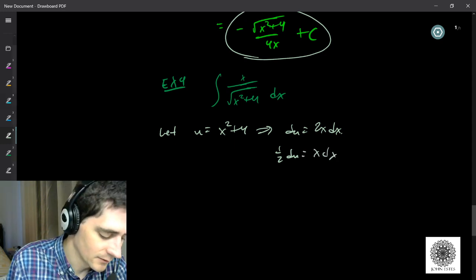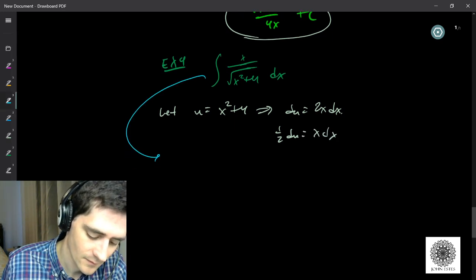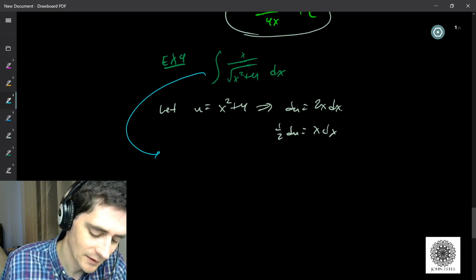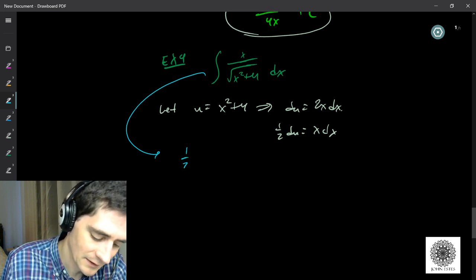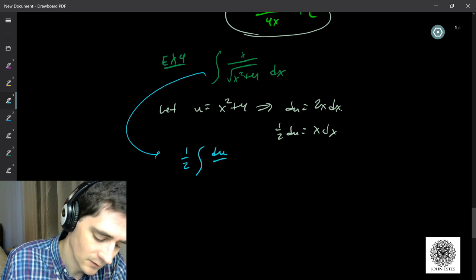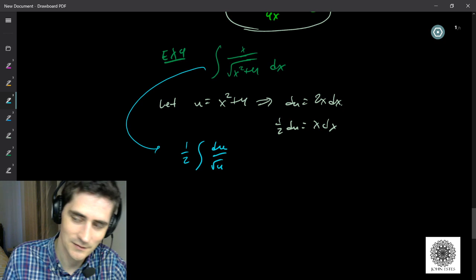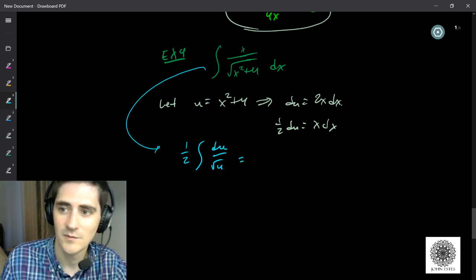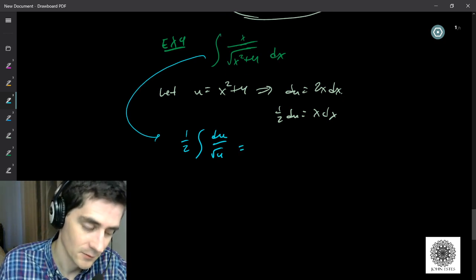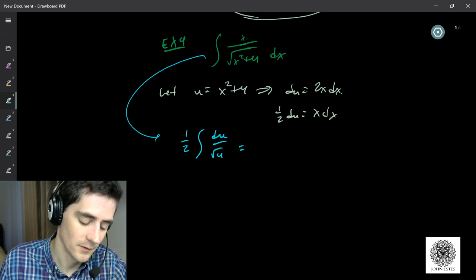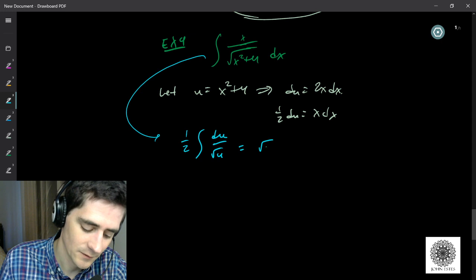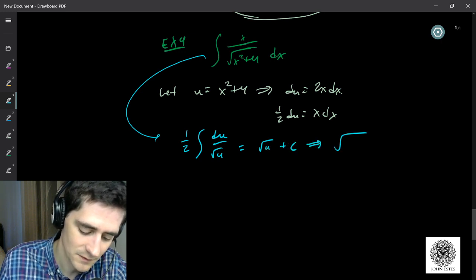So then my integral becomes, well, the x dx is just 1/2 du. So I get 1/2 du over square root of u. That's something I can integrate pretty easily, right? So that's u to the negative 1/2 power. So what do you do? You raise the power by 1, and then divide by that power. You're going to end up with a square root of u plus c, which means this is just the square root of x squared plus 4 plus c.